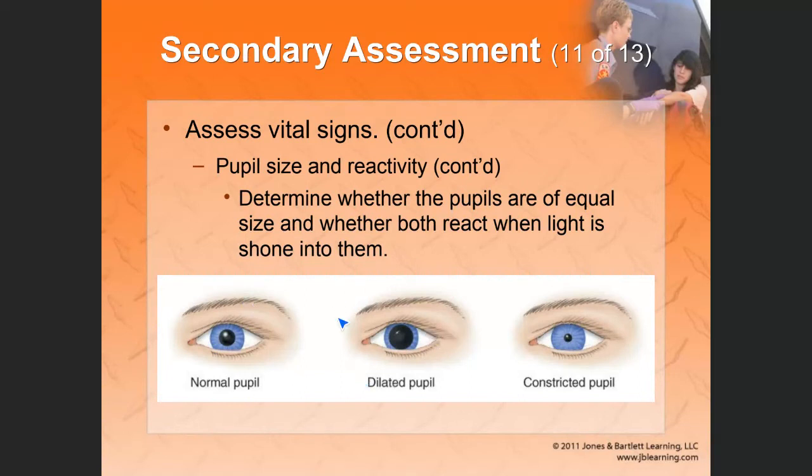Now, a patient can have fixed and dilated pupils, meaning both pupils are fixed and dilated, meaning when you shine the light, nothing happens. Can be that the patient is dead, or can be that the patient overdosed on seizure type meds. So the pupils can tell us a great deal about brain function.